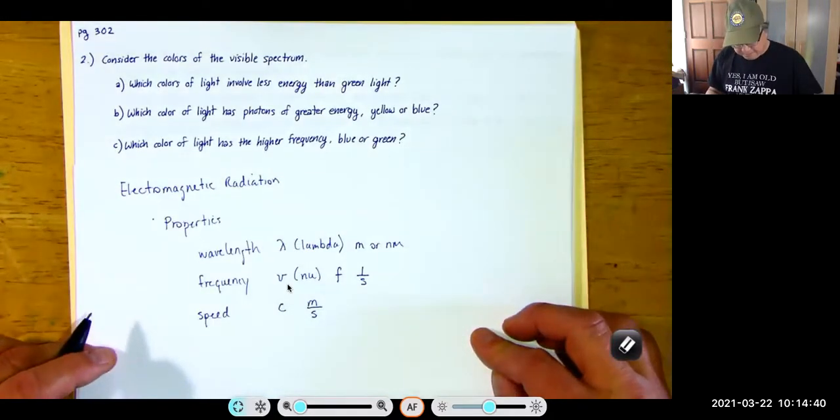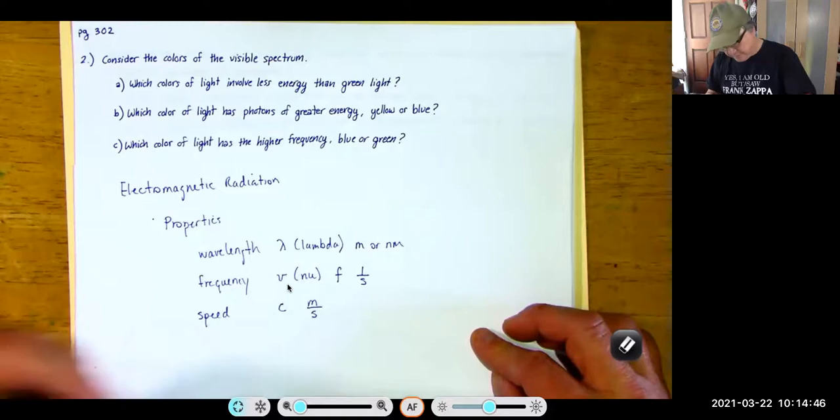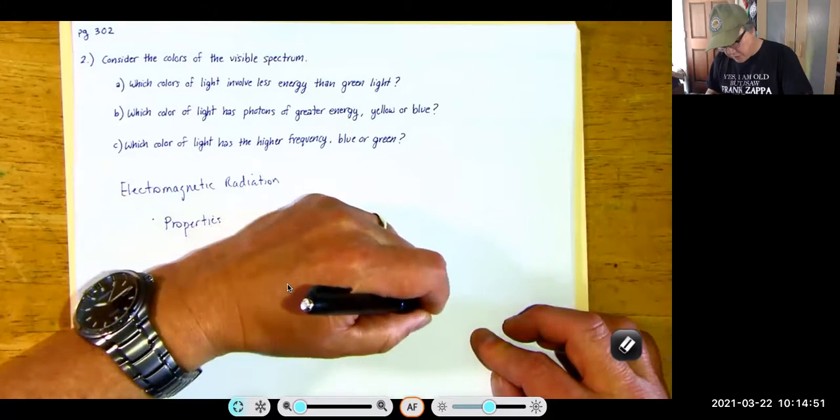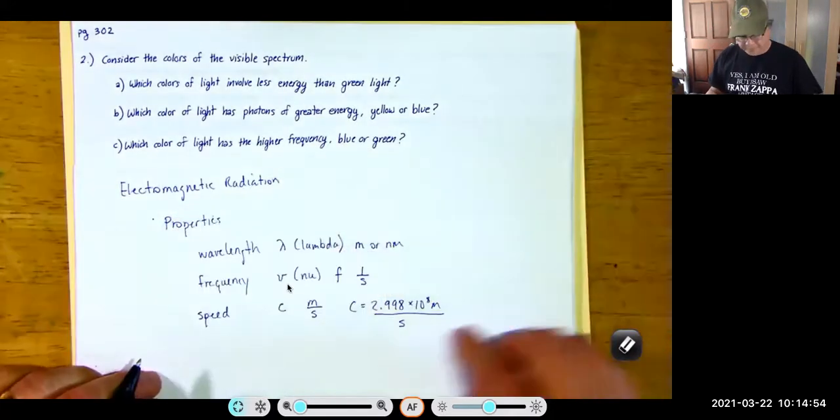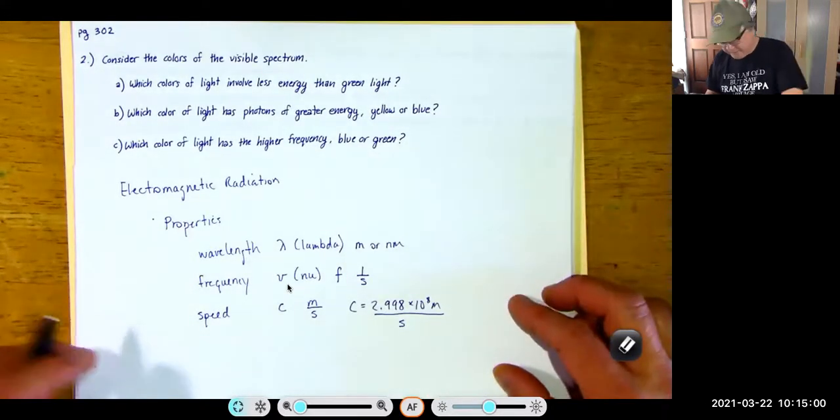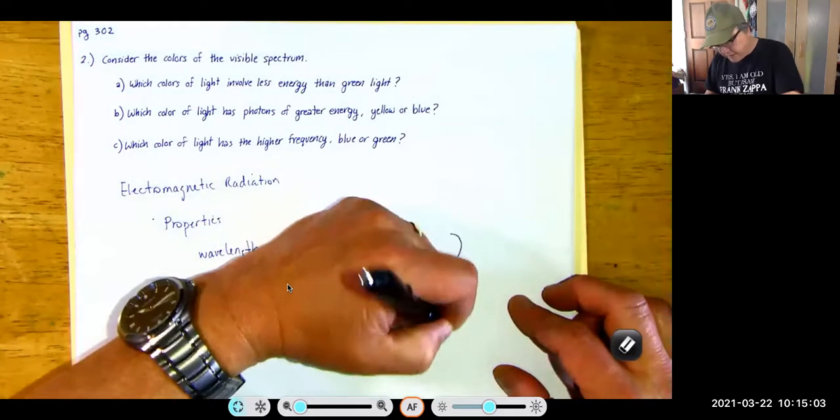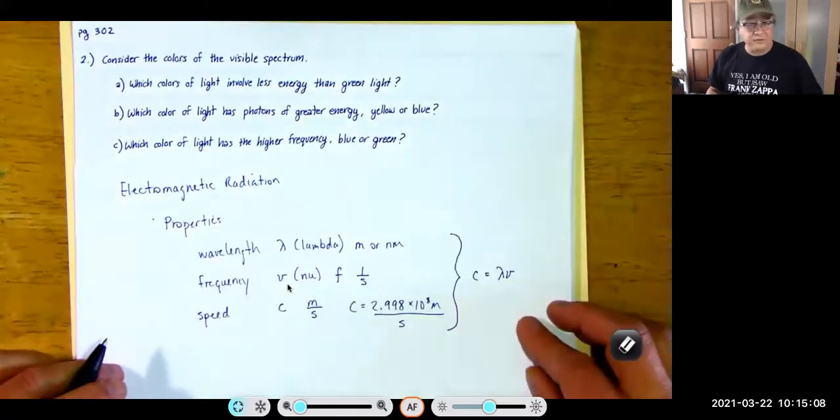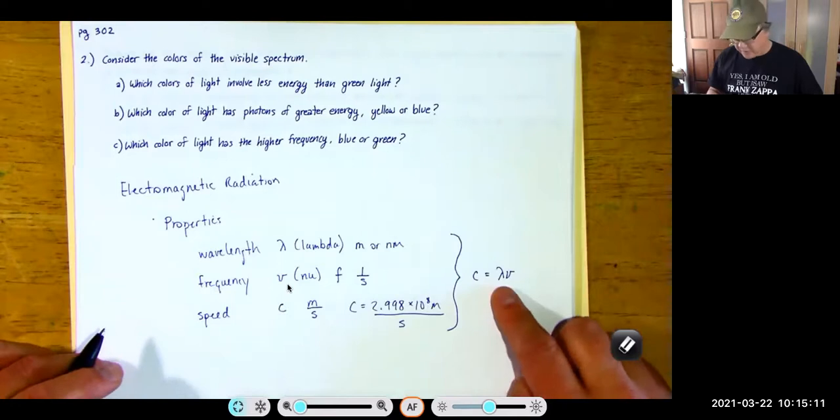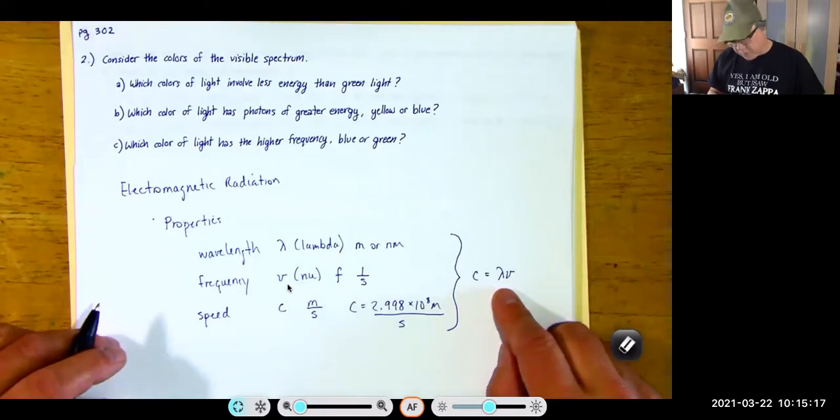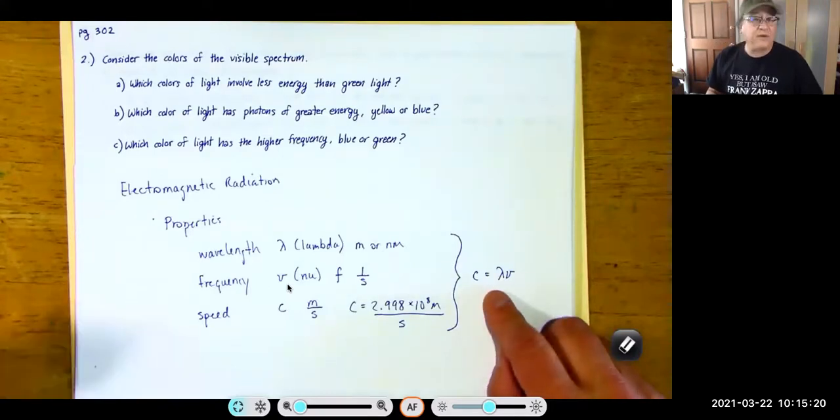And you should know that the speed of light is a particular value: 2.998 times 10 to the 8th meters per second. So you should commit that value to memory. Now, these three properties are connected together by the following formula: c equals lambda nu. So if you know the wavelength of the light, you can calculate its frequency. And if you know the frequency, you can calculate its wavelength.